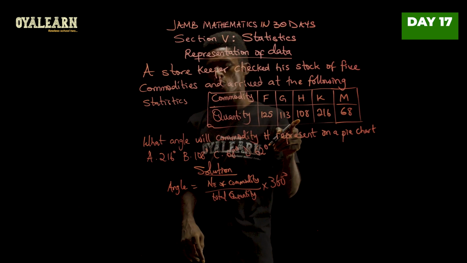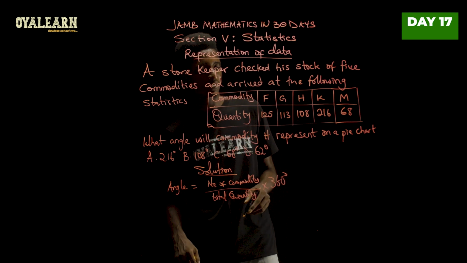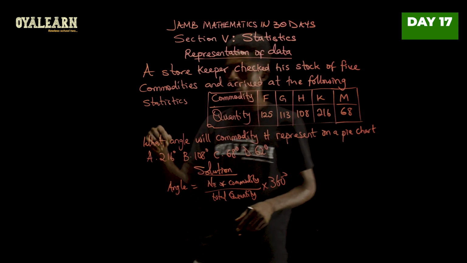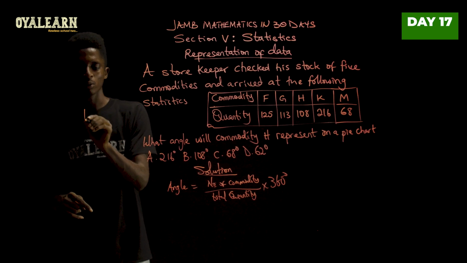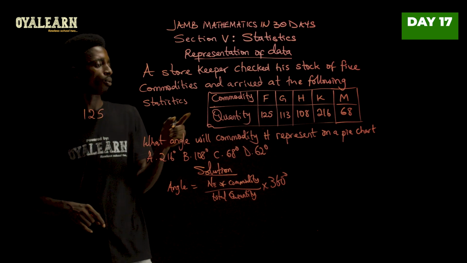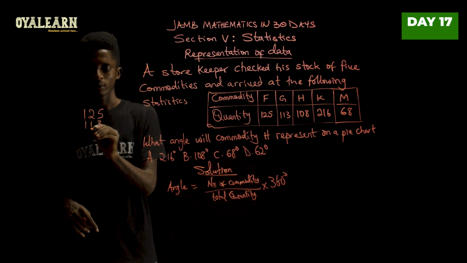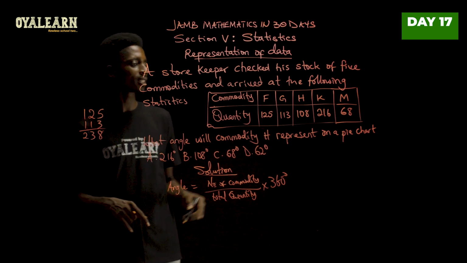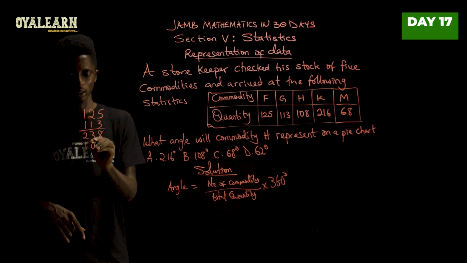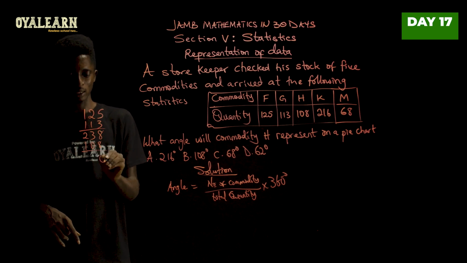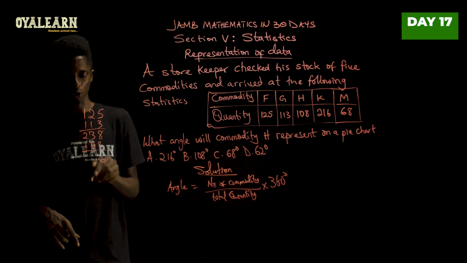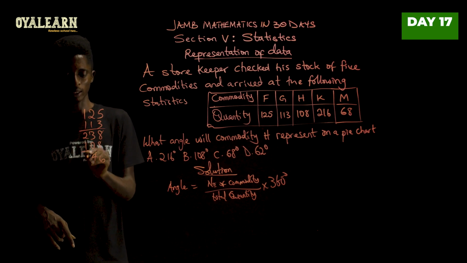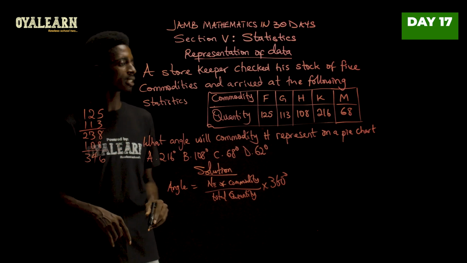So if we're going to apply this, we need the total number of commodity, but we know commodity H is 108. So let us sum it together. Let me do the addition here, starting with 125 plus 113. This gives us 238. Now let's add 108. This is 6, carry 1, that's 4, plus 0, that's 4. Then this is 3, 346, okay?